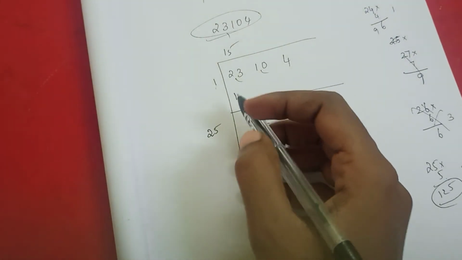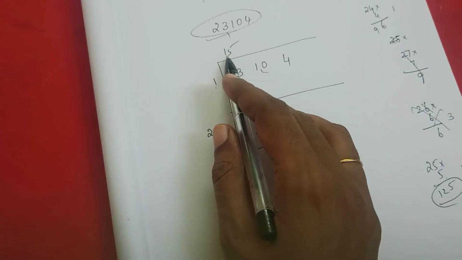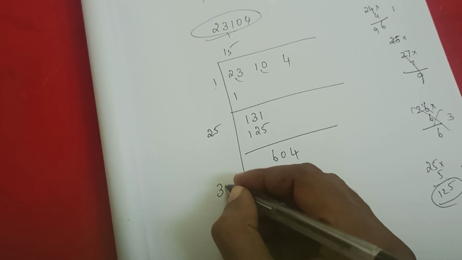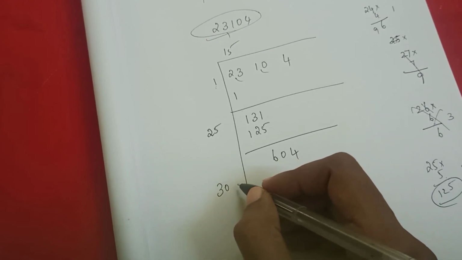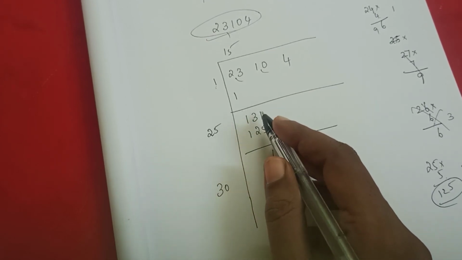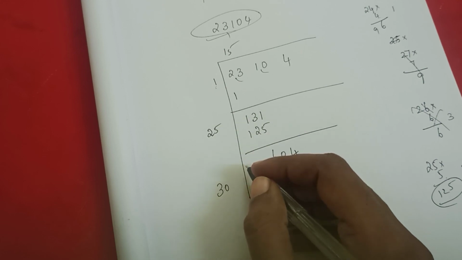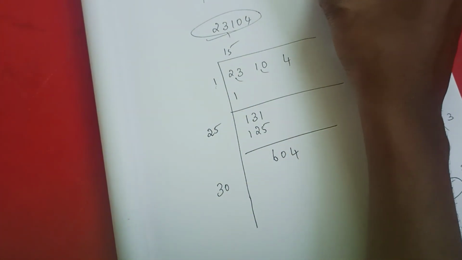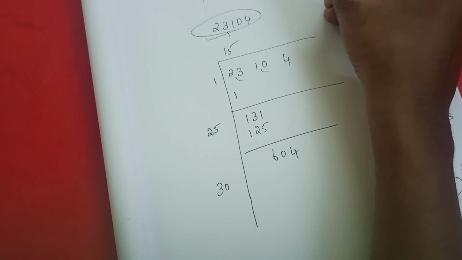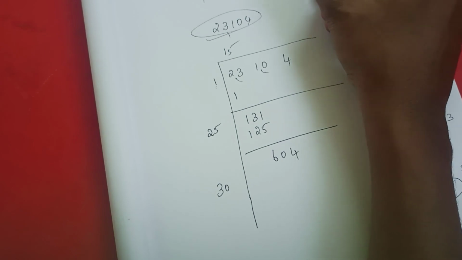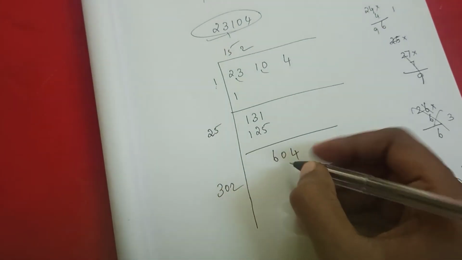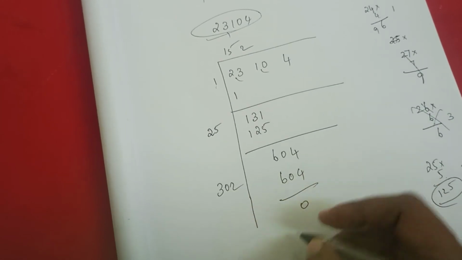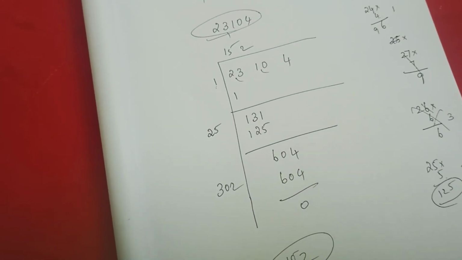What you need to do is multiply this one by 2. If you multiply, what will happen? 30. Here you need to apply one number, and the same number you need to put there also. So what's the number? Shall I put 302 into 2? So what will happen? 604 minus 604, the answer is 0. So 152 is the square root value.